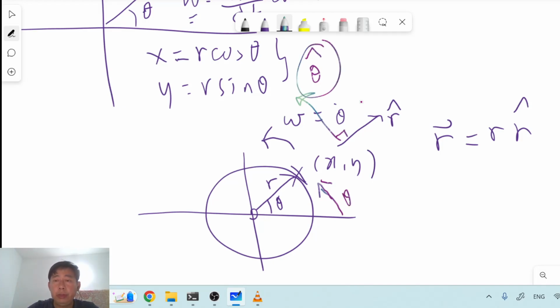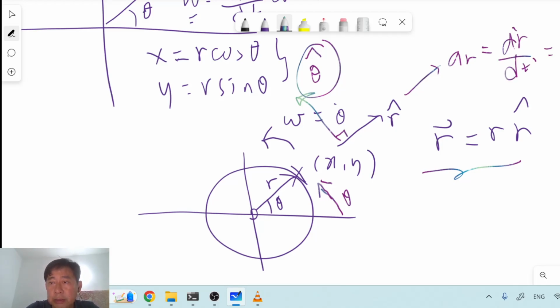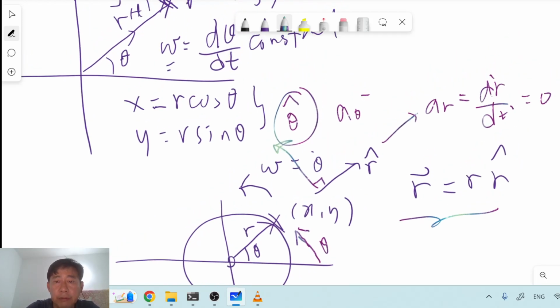Okay, so the equation of motion for this turns out to be that the radial acceleration a_r, which is defined as d2r dt square, is equal to 0, and also a theta, which is the angular acceleration, which is defined as d2 theta dt square, is also equal to 0.